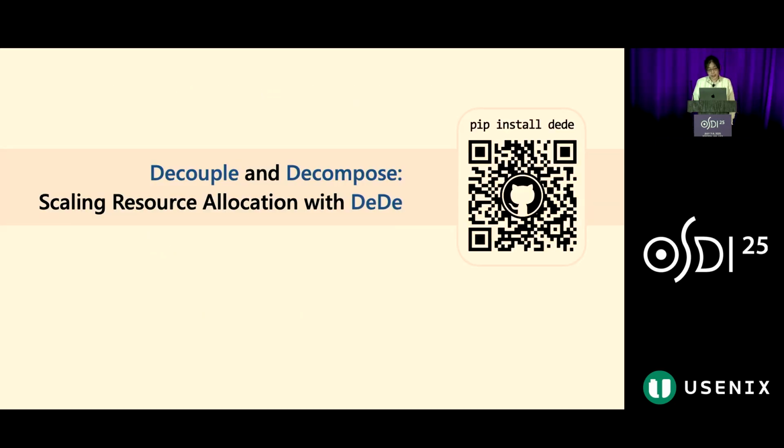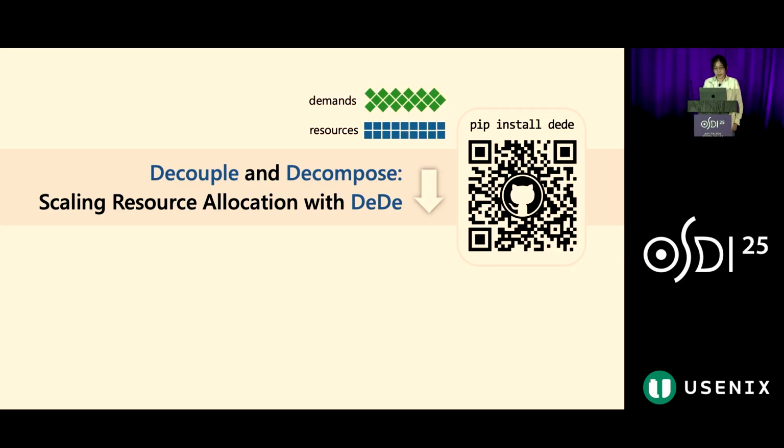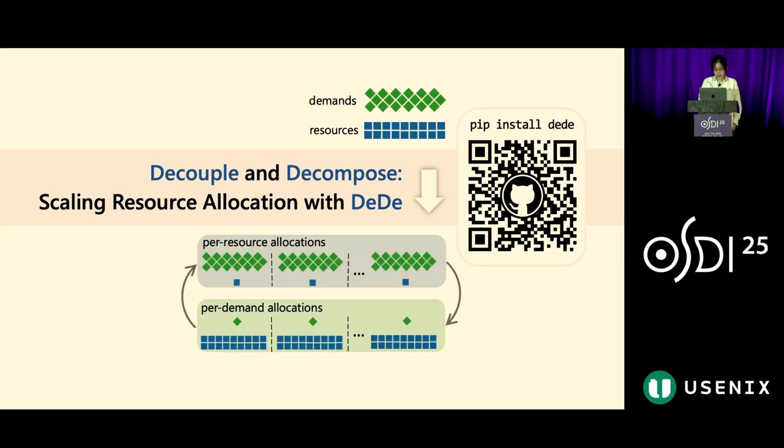In summary, DeDe scales resource allocation by decoupling and decomposing the problem, turning it into alternating per-resource and per-demand allocations without compromising the solution quality. DeDe is open source on GitHub and can also be easily installed with pip install DeDe. If you have a resource allocation problem of large scale, DeDe is likely to help accelerate it. Right now, we recommend using the low-level API if you would like to give it a try, but we are actively improving the performance for the high-level API. Thank you for your attention, and I'm happy to take questions.